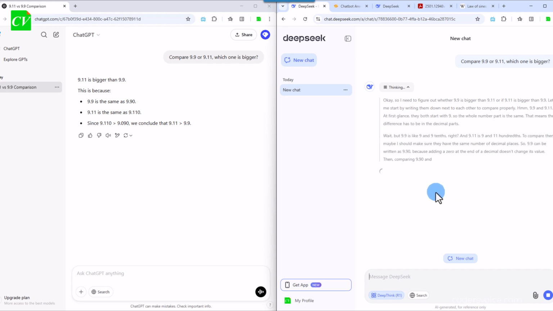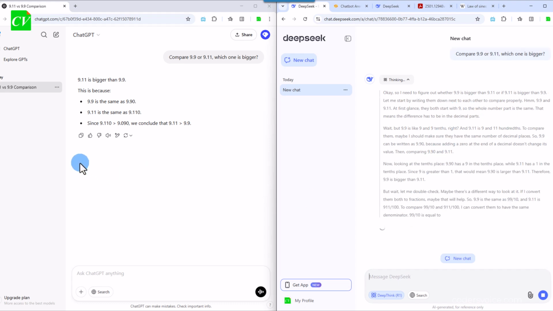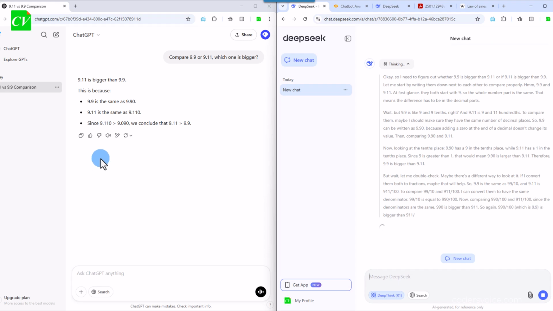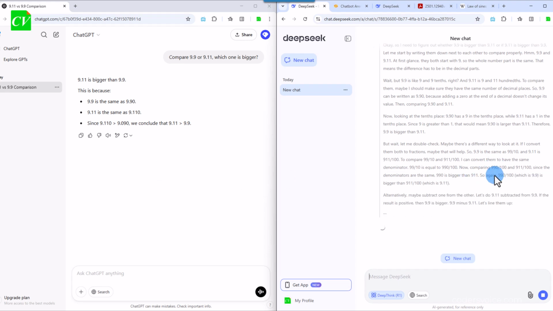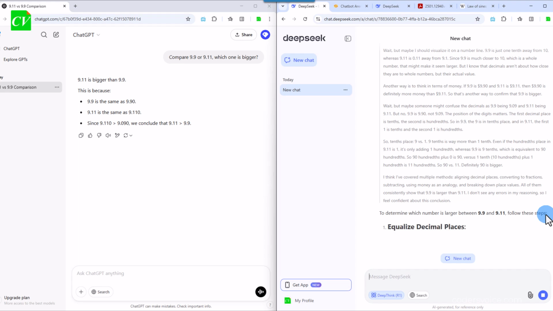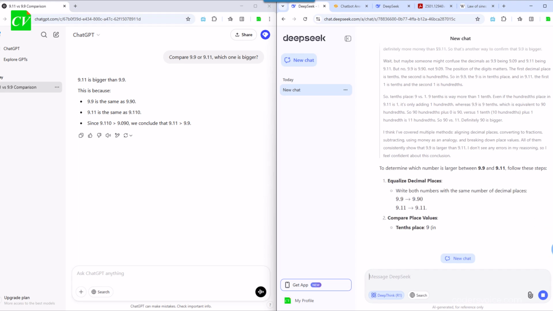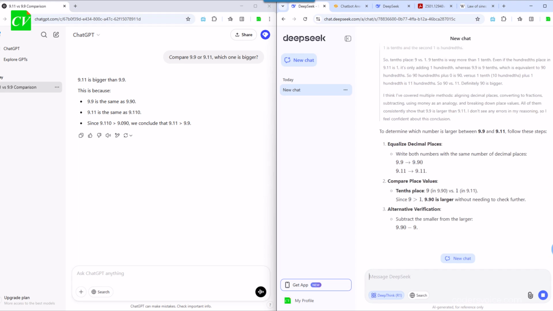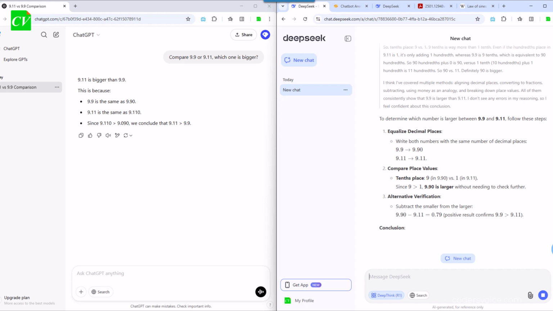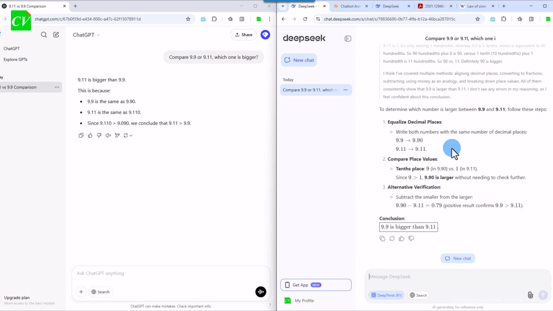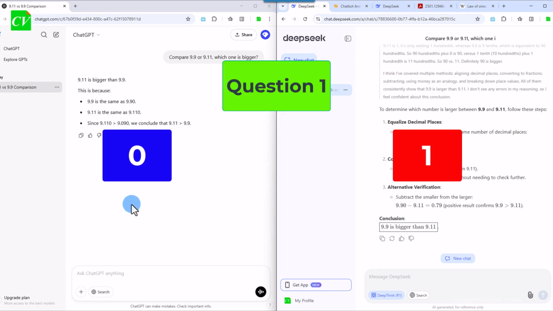Now, DeepSeek shows all the reasoning steps, so it's much slower than ChatGPT. ChatGPT can give the answer immediately. Okay, DeepSeek gives the correct answer, and it knows to compare the numbers digit place by place. So for the first question, DeepSeek gets 1 point, and ChatGPT gets 0.